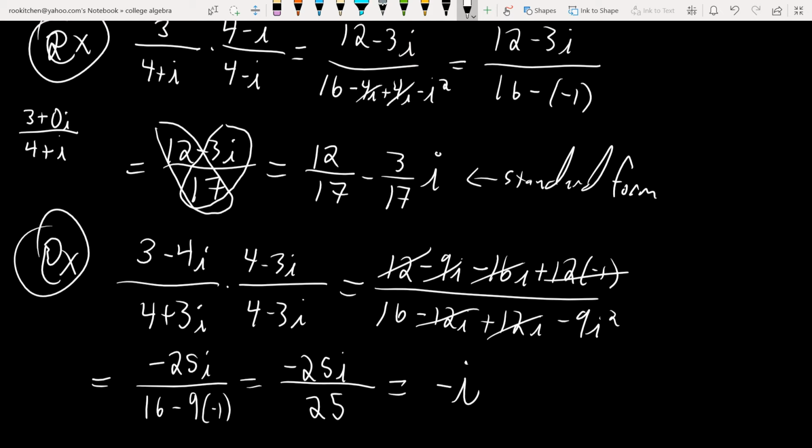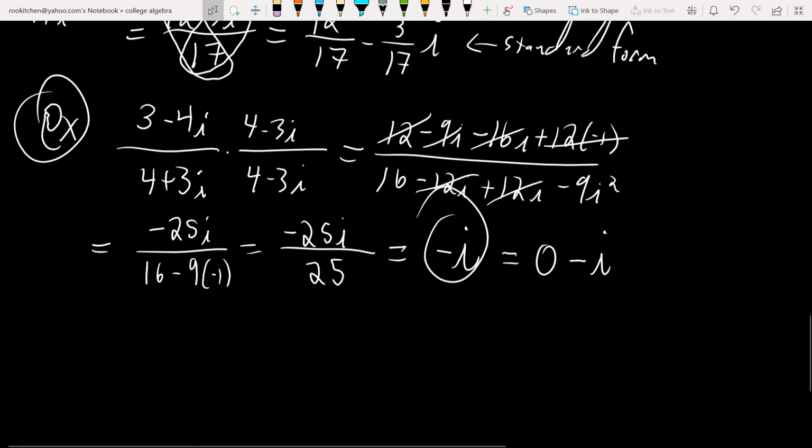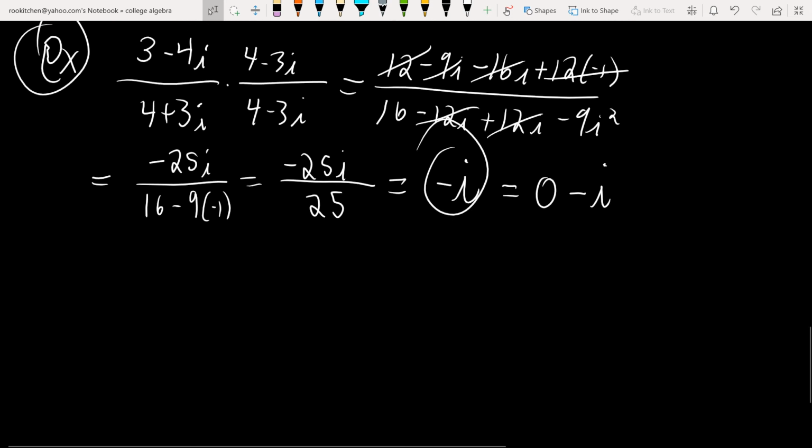Okay. This is in standard form, believe it or not. If you don't see it, you can write it as 0 minus i, and then it's very clear it's in standard form. But this would be fine. I doubt the computer makes a big deal about it.